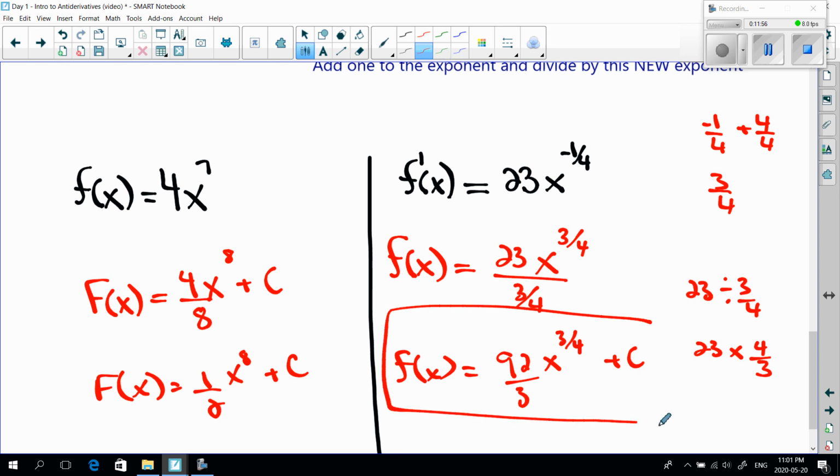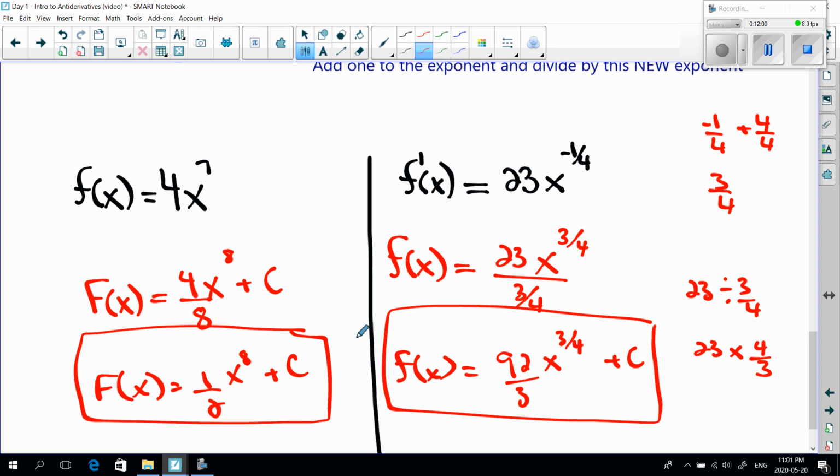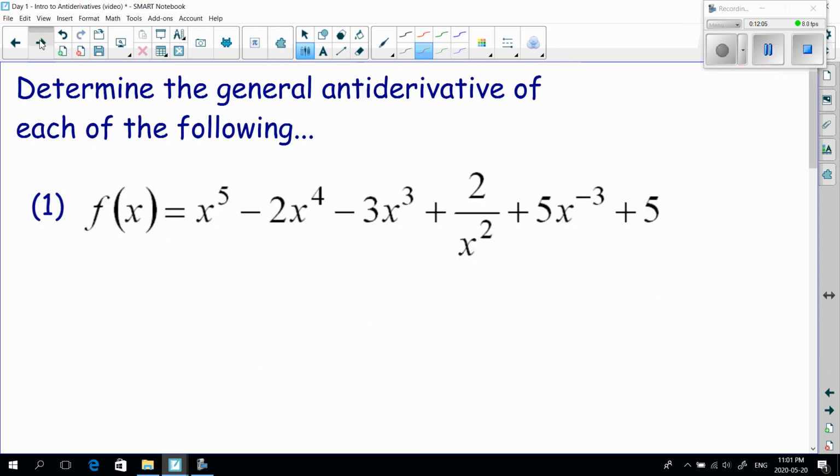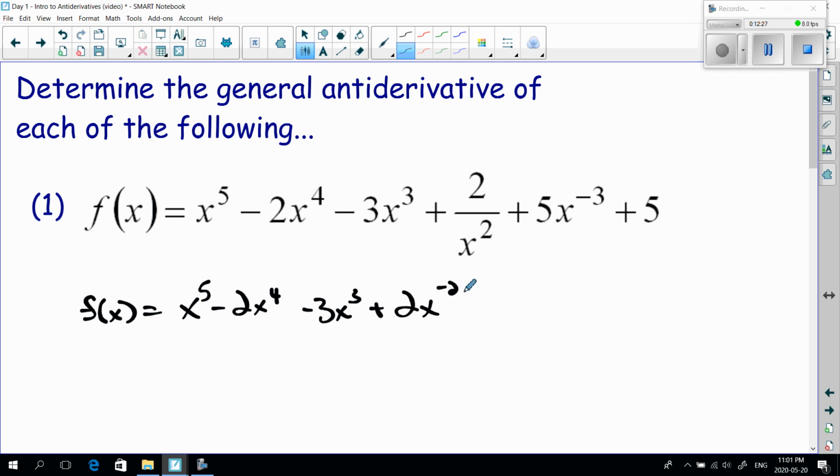There is your antiderivative. So far we've learned 2 rules. We've learned how to undo the power rule, and we've learned how to anti-differentiate a constant. Just like when differentiating, don't do anything until we get everything written like a power function. So in this particular case, it's this term that needs to be cleaned up. It'll be 2x to the negative 2.